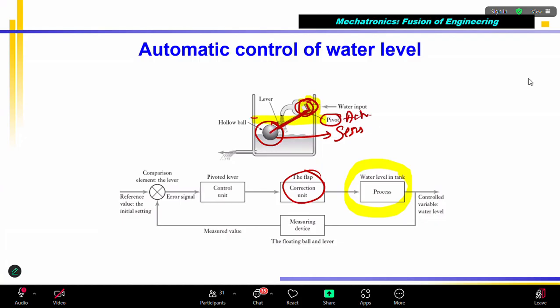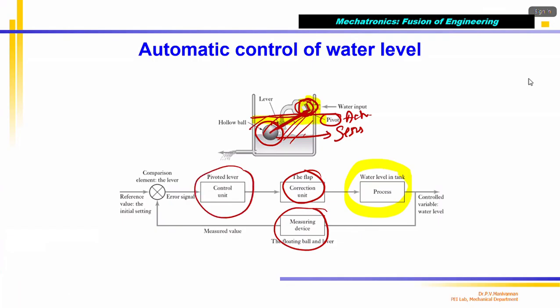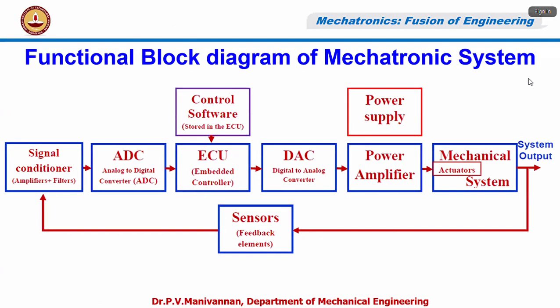Correct. And the whole idea is maintaining this constant water level without overflowing. Correct. This is how it works. The pivotal lever is the control unit. This rod which is connected to the ball, the whole thing, the lever only is called the control unit. It is a mechanical, simple lever that works as a control system. Correct. So this is an example. Take this. This is the last slide.